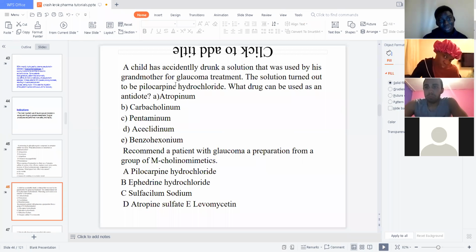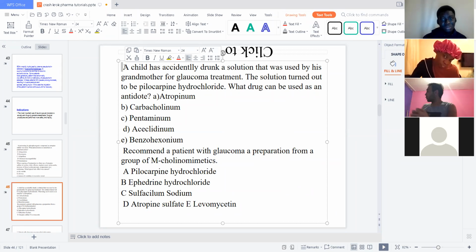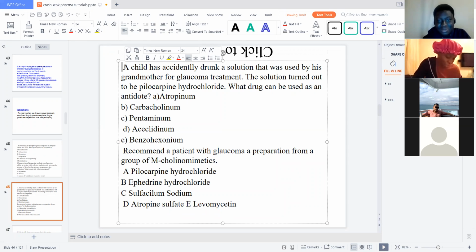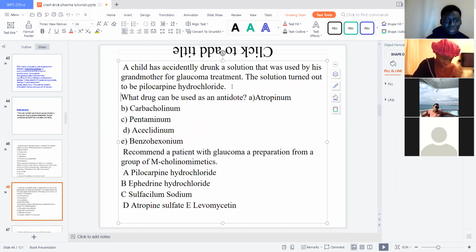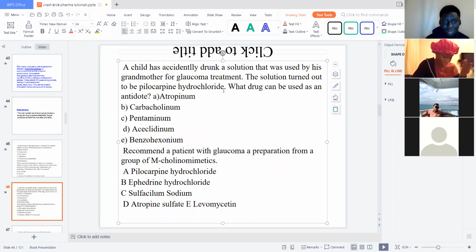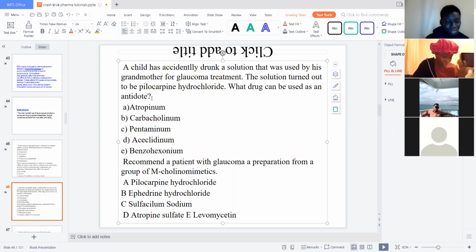Joshua, your question. A child has accidentally drunk a solution that was used by his grandmother for glaucoma treatment. The solution turned out to be pilocarpine hydrochloride. What drug can be used as an antidote? Answer being atropine. It's an anticholinergic. Yes, that's correct. Atropine is anticholinergic drug, not anticholinesterase. Sorry about that. Okay, good job.